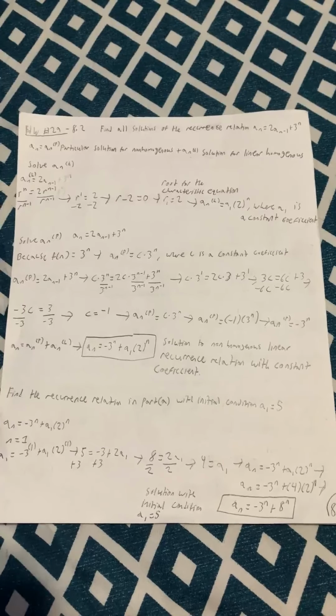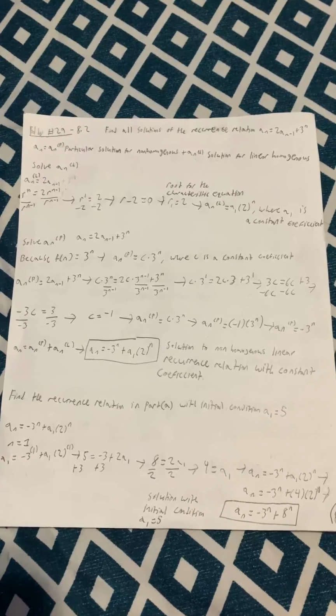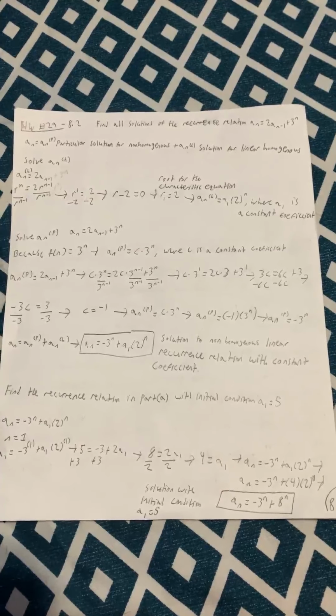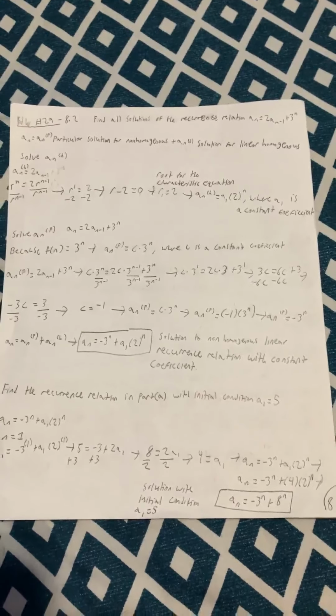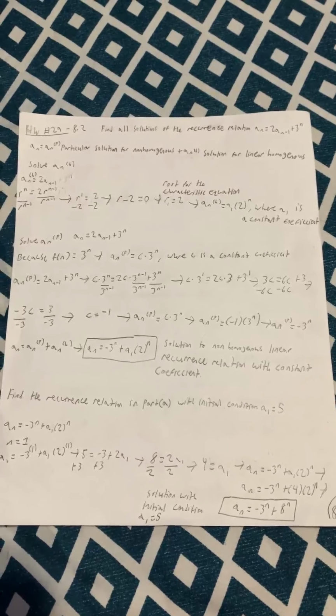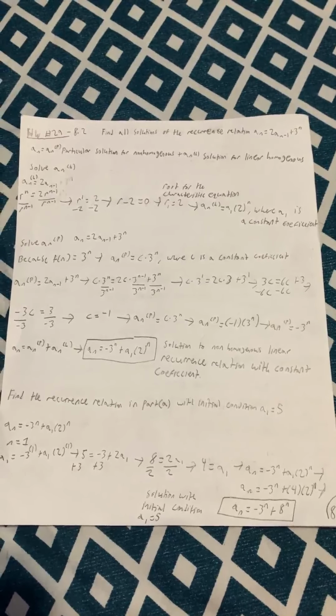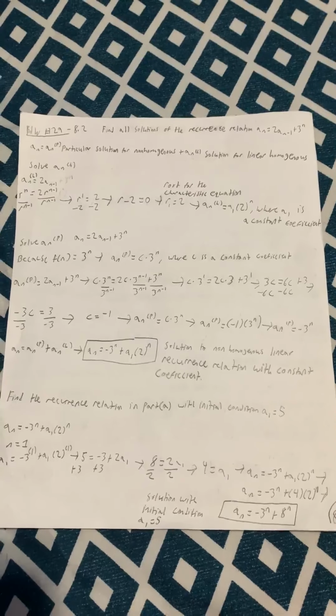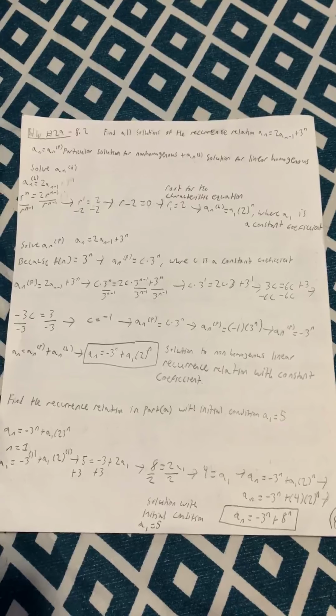Today I'm going to be presenting homework question number 29 on section 8.2 of the textbook. And the question is to find all solutions of the recurrence relation a_n = 2a_{n-1} + 3^n.